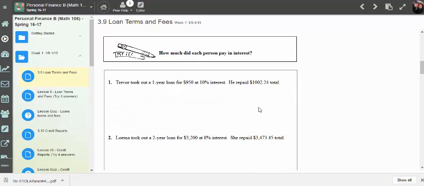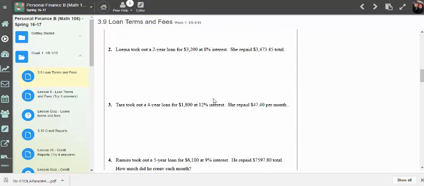Okay, so then they have some questions down here, and they word it a little bit differently. And I don't want you to get confused on how they word it. So this first one says, Trevor took out a 1-year loan for $950 at 10% interest. He repaid $1,002.24. Okay, it's asking how much did he pay in interest? Well, this one, they're giving you more information than you need. So he paid this amount, so all you're going to do is subtract $950 from it. And that's going to be how much interest he paid. So we didn't even need to pay attention to the 10% on that one.